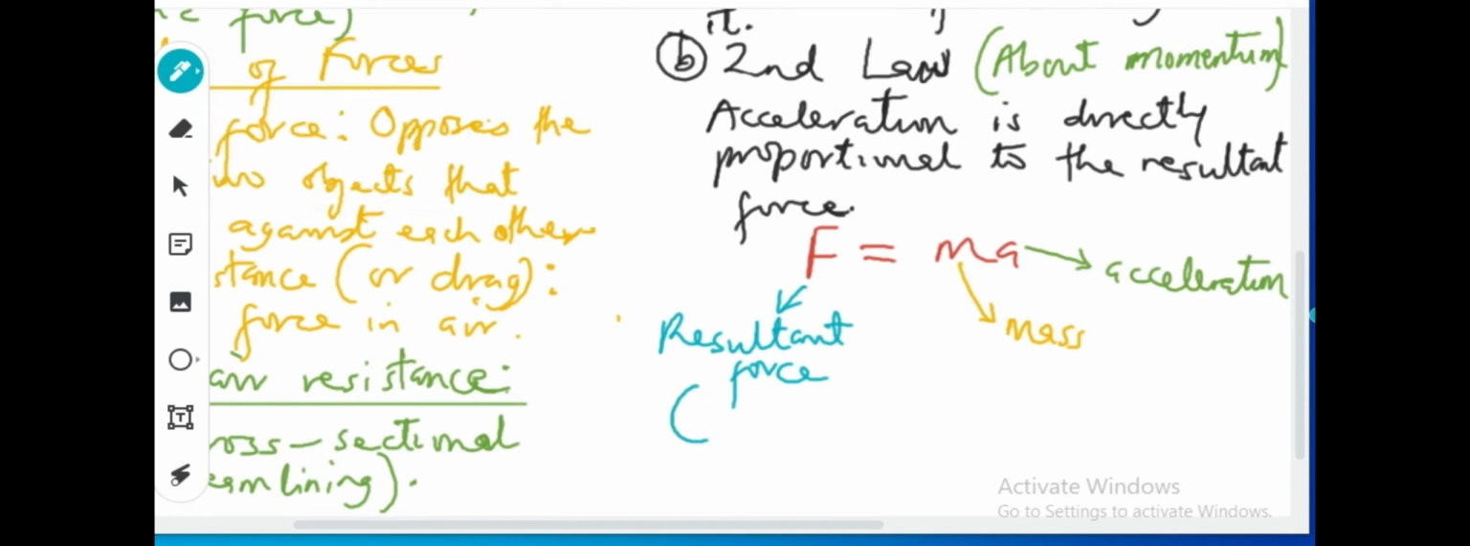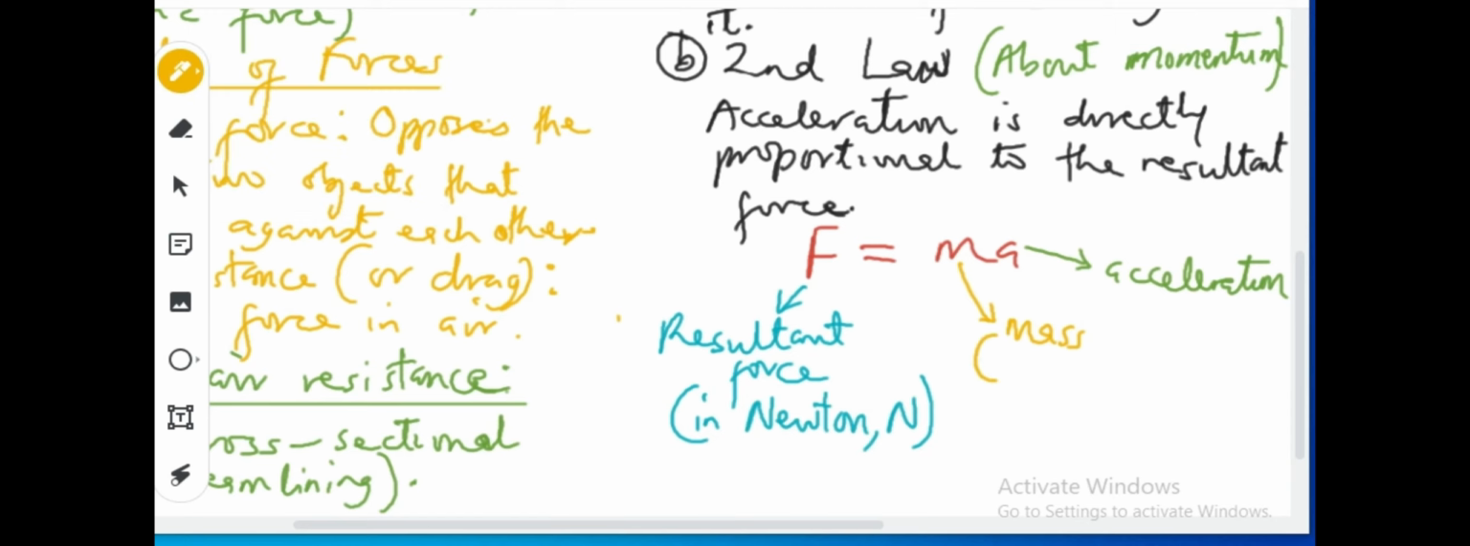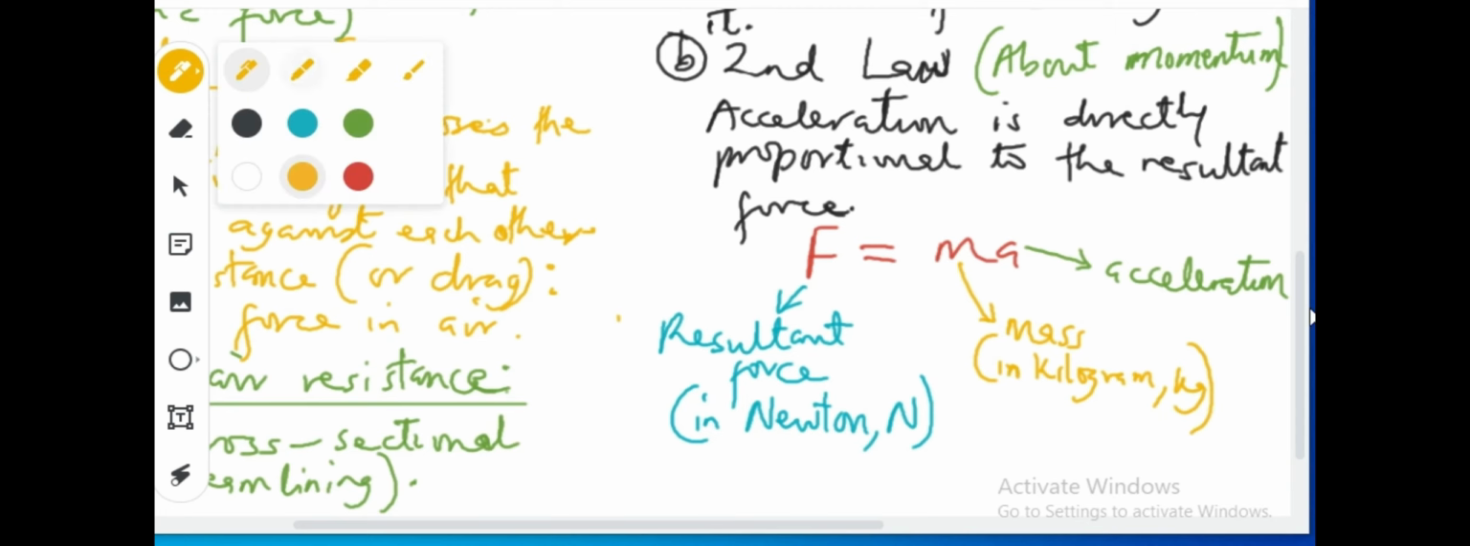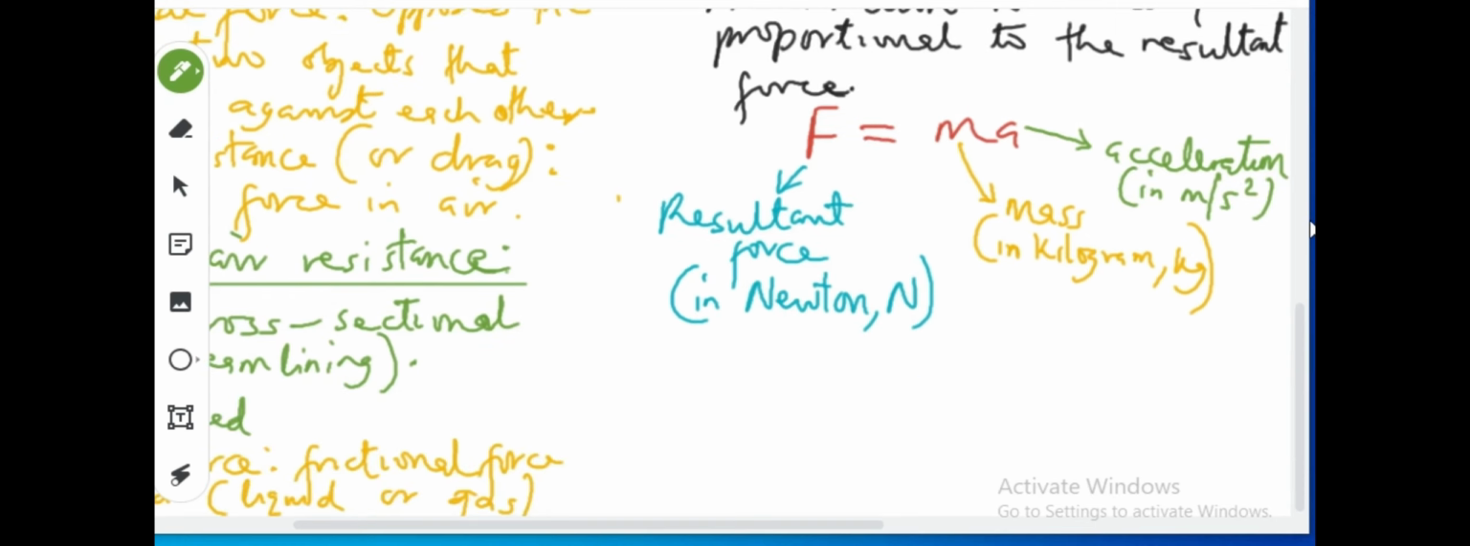Force is in Newton. And mass is in what? Mass is in kilogram, kg. While acceleration is in what? Meter per second squared. Yes, you need to. All right.